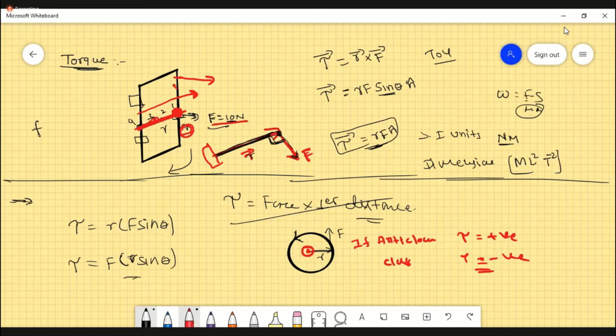Fine. Next, linear momentum and angular momentum we can discuss in the next class.